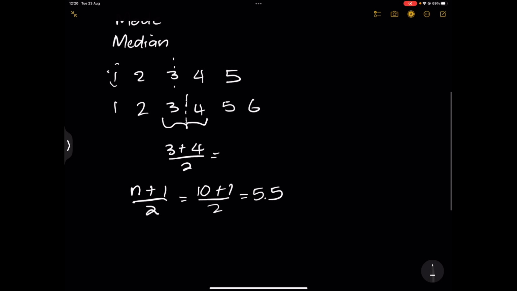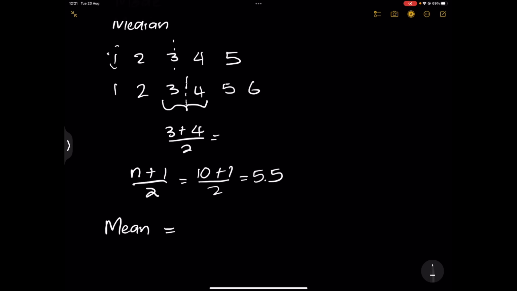But we also have the mean of the data. So how do we measure the mean? Remember, if I've got data points, I would always take the sum of my data divided by the number of data points that I have.